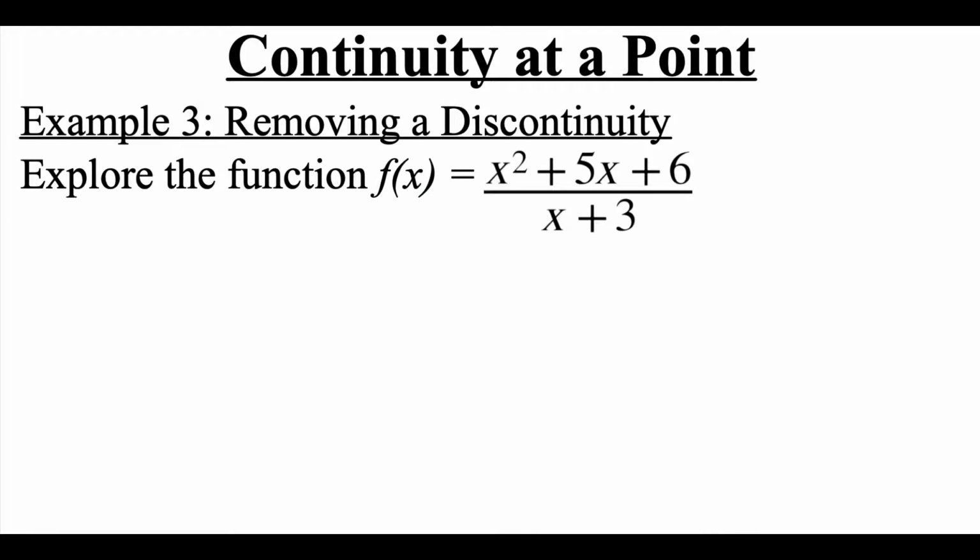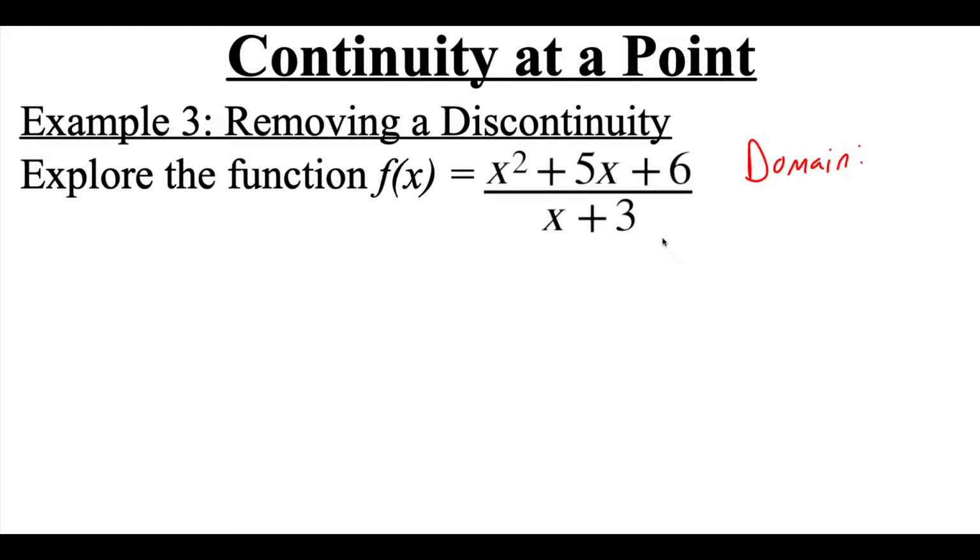Now there is a way that we can make some adjustments to a function that actually will help us remove a discontinuity from it. So we're going to take a look at the function f of x equals (x squared plus 5x plus 6) over (x plus 3). And the first thing I want you to notice about this is that it's a rational function. It's a fraction. And anytime we're dealing with rational functions, the domain is going to be important to us.